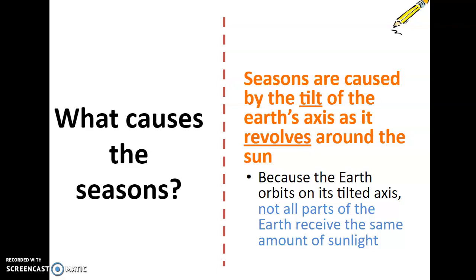This is kind of similar as we are revolving around the sun. We are also experiencing seasons because the tilt changes how much sun is being received by each part of Earth.